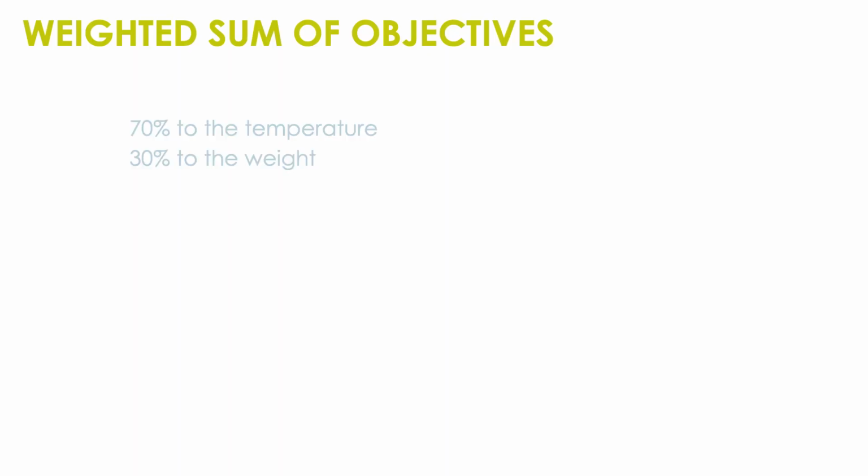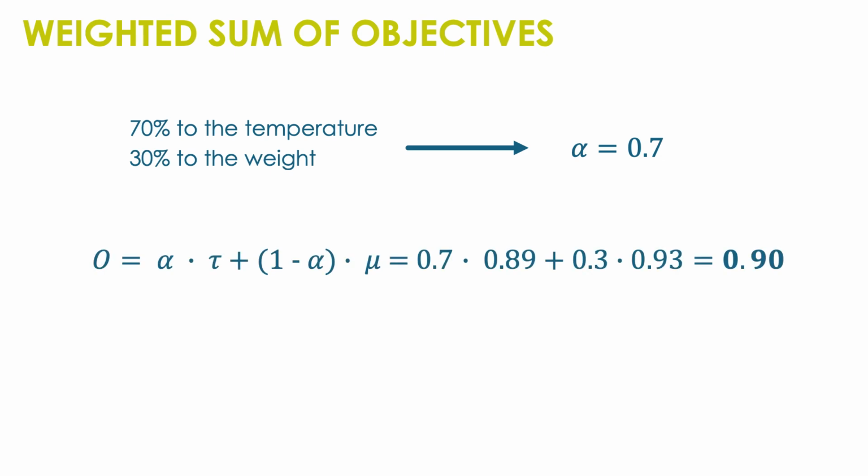So for instance, let's say that we want to give to the temperature a higher priority. So let's say that we want to give 70% of the importance to the objective of the temperature and 30% to the weight. To do this, we define a value alpha that is 0.7, so 70%. And we make the sum of the objectives: alpha times tau, the normalized value of the temperature, plus 1 minus alpha times omega, that is the normalized value of weight. So in the end, for this particular configuration, we have a 0.9 value. This can be compared with other configurations and we try to go to the minimum.